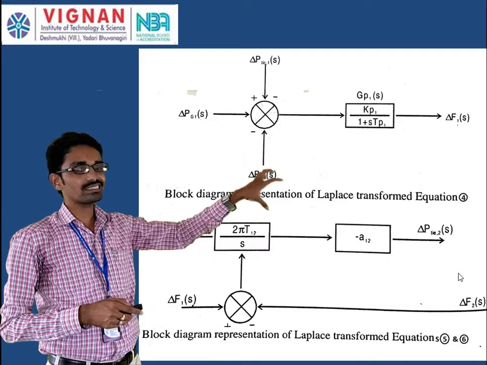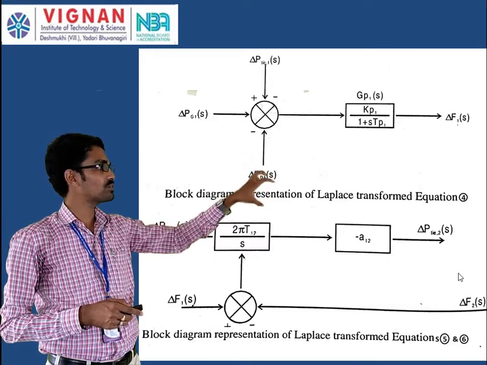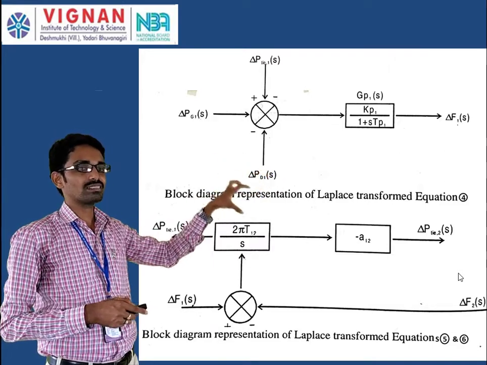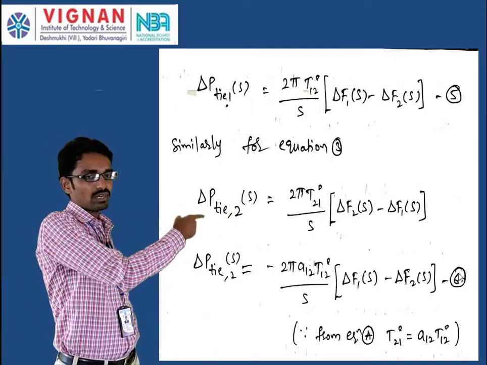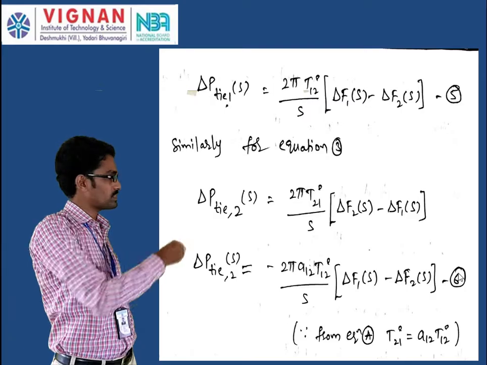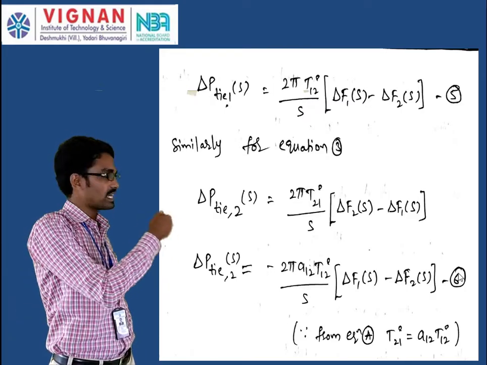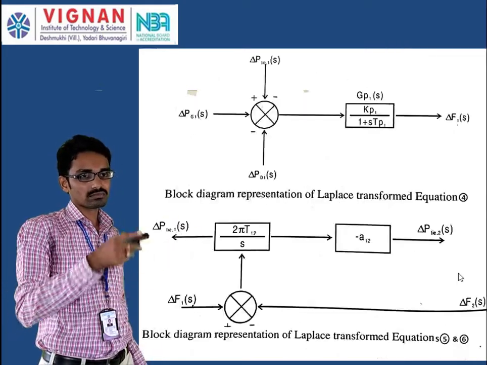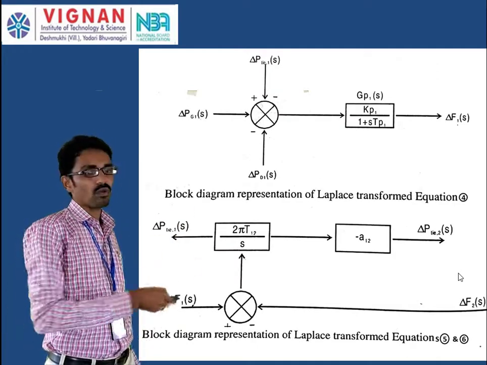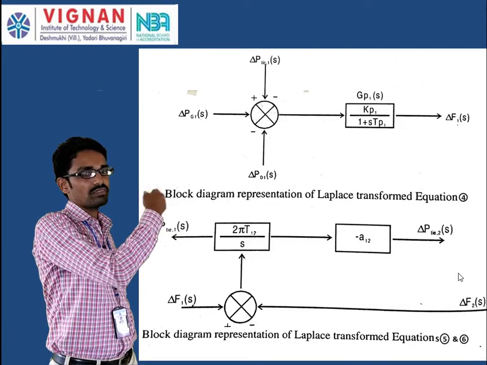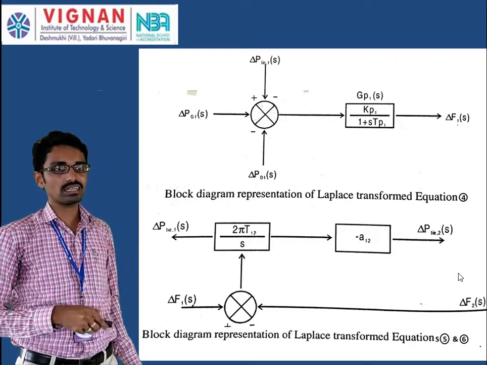If you want to get the delta P tie2 of s, it means we have the minus a12 term in that equation. So if you see here, minus a12, we have it in equation 6. That means to get the delta P tie2 of s, we have minus a12 here. Right. That is the block diagram. If I draw it for equations 5 and 6, we are going to get it like this.